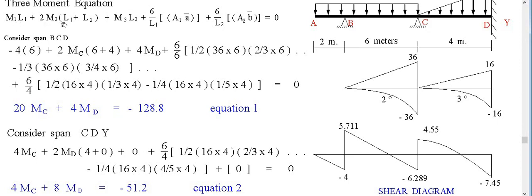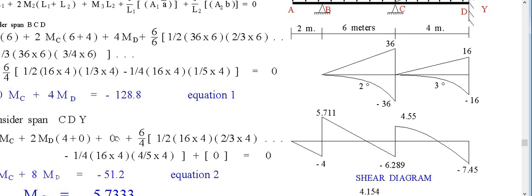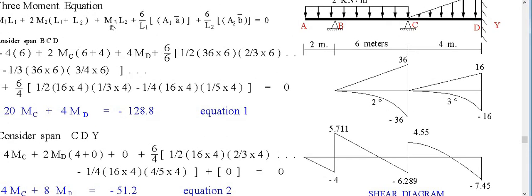Distance is 4. The middle moment is twice moment at D. Then the distance L1 plus L2 is 4 plus imaginary 0. Then the moment on the right of CDY, but the moment at Y is 0. So no moment MY. Then the constant here, 6 over L1.